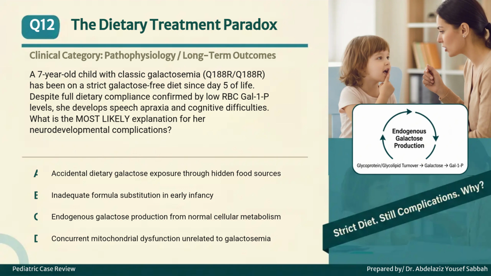Despite full dietary compliance confirmed by low red blood cell galactose-1 phosphate levels, she develops speech apraxia and cognitive difficulties. What is the most likely explanation for her neurodevelopmental complications? Option A, accidental dietary galactose exposure through hidden food sources. Option B, inadequate formula substitution in early infancy. Option C, endogenous galactose production from normal cellular metabolism. Option D, concurrent mitochondrial dysfunction unrelated to galactosemia.